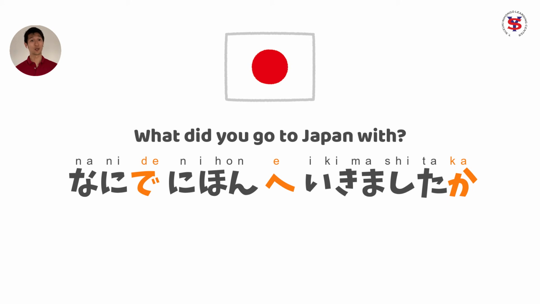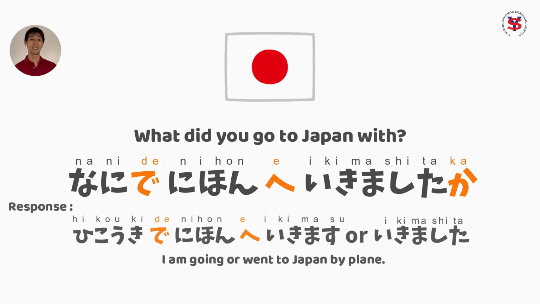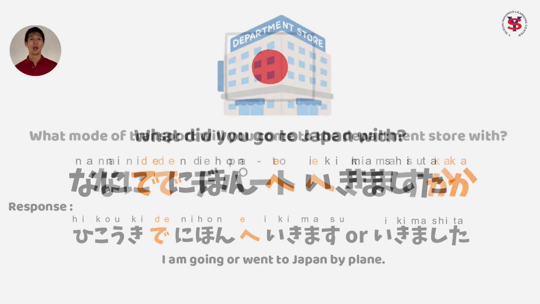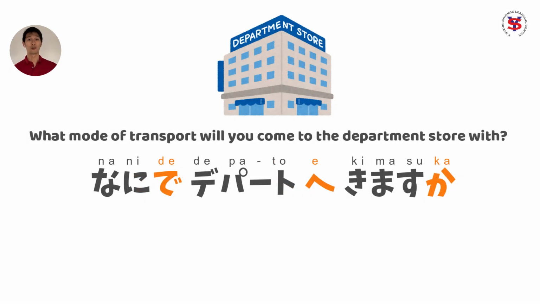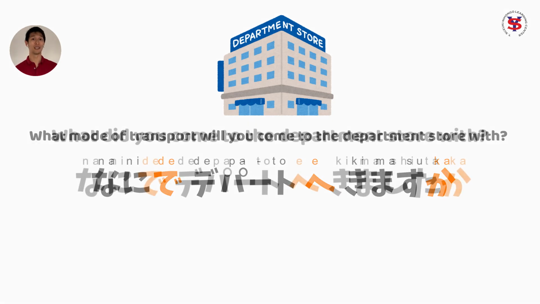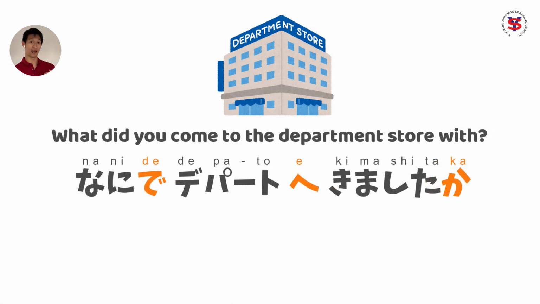So, pwede natin sagutin, 飛行機で日本へ行きます or 行きました. I am going or went to Japan by plane. So, same sentence pattern lang to for these types of questions, right? Another example. What mode of transport will you come to the department store with? In Japanese, that's 何でデパートへ来ますか? Or 何でデパートへ来ましたか?